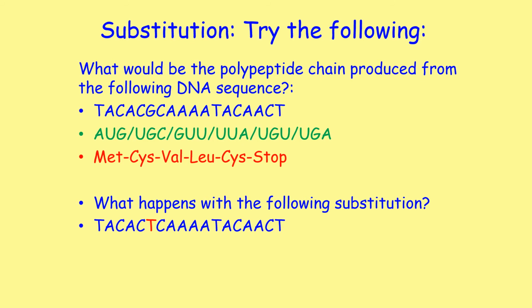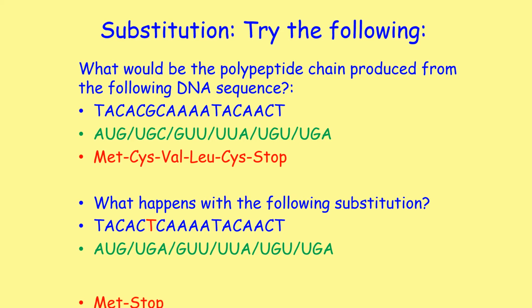So hopefully you found the following. Our mRNA codons are almost exactly the same. The only one that has changed is that second one. It's gone from UGC to UGA. However, our polypeptide chain has changed quite significantly. We have methionine, which is our amino acid that starts the polypeptide chain, but then suddenly, rather than cysteine being coded for, we have a stop codon very prematurely being coded for.